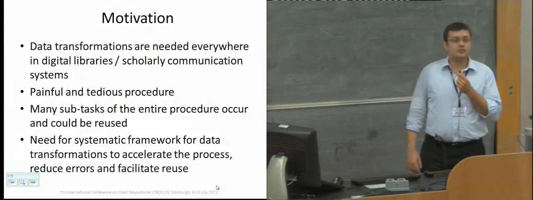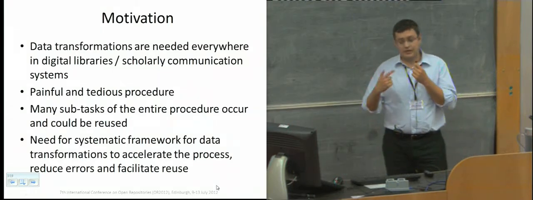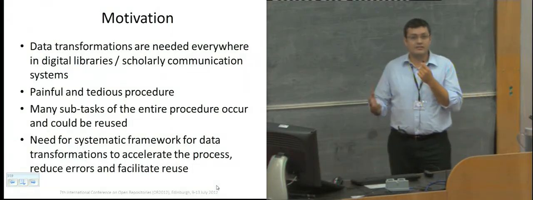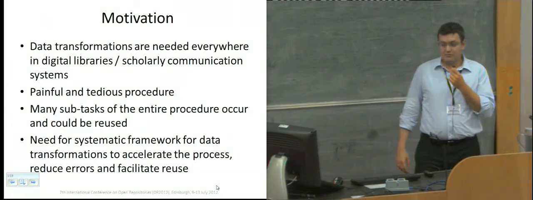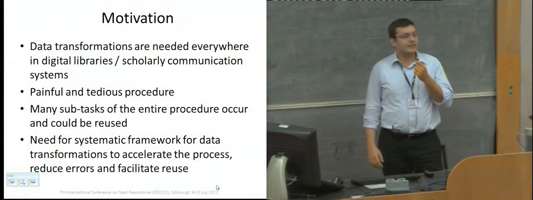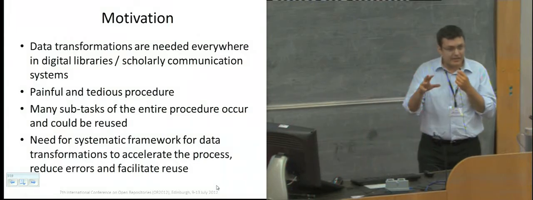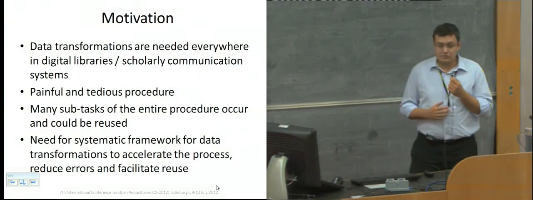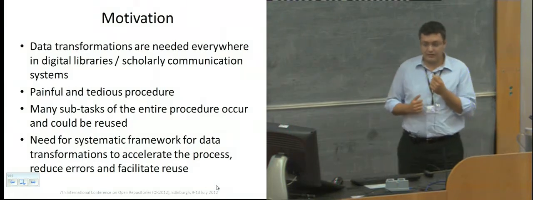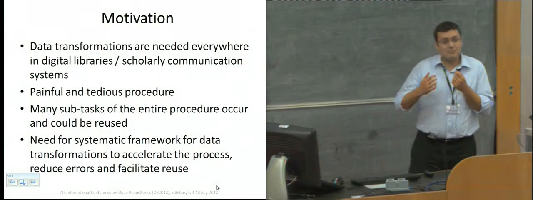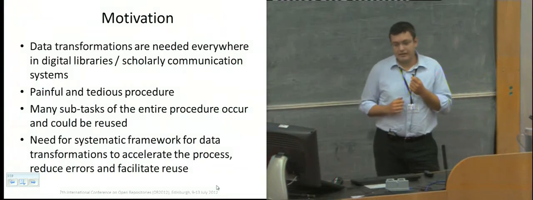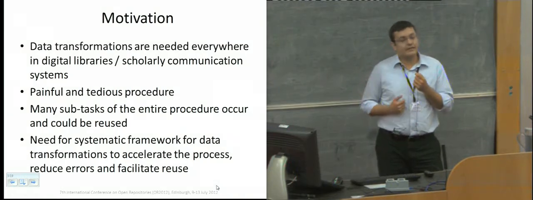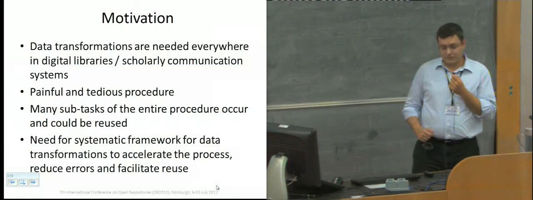And this procedure is definitely painful and tedious, and of course needs to constantly adjust to the evolution of metadata schemata, formats, encoding schemes, and so on. So there are many little pieces that constitute such a data transformation task, and many of these little subtasks appear again and again in this procedure, and this means that they could be reused. So the idea behind the library, this framework that we're presenting today, is that there's a need for a systematic framework to, let's say, manage the code to do this data transformation so that it is possible to facilitate reuse and accelerate common transformation tasks.